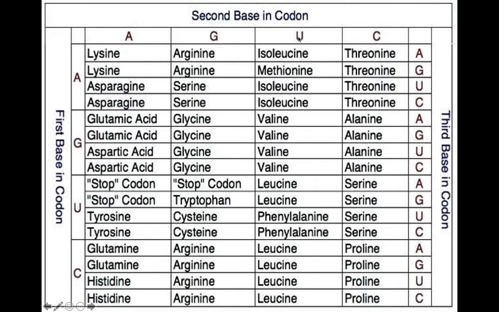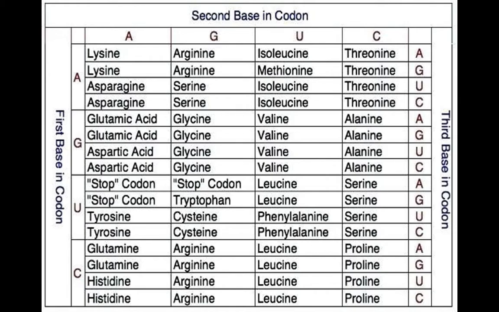Then I go to the second letter, which is a U, and that tells me that one of these four columns, or one of these four amino acids, whether it's ISO or MET, is my answer. And the last letter is G. Here's the G, I come across, and boom, now I know that it's methionine. And so that would be my start codon.